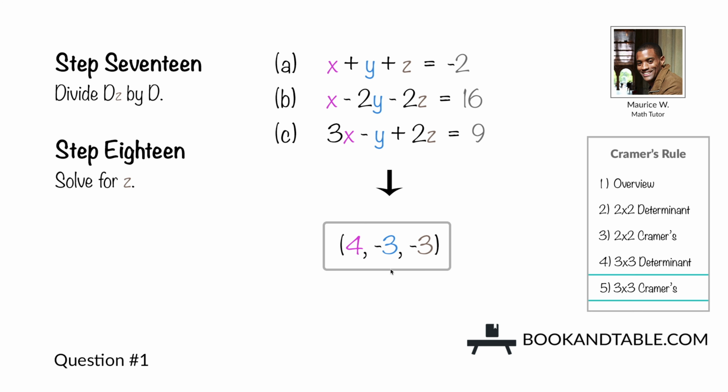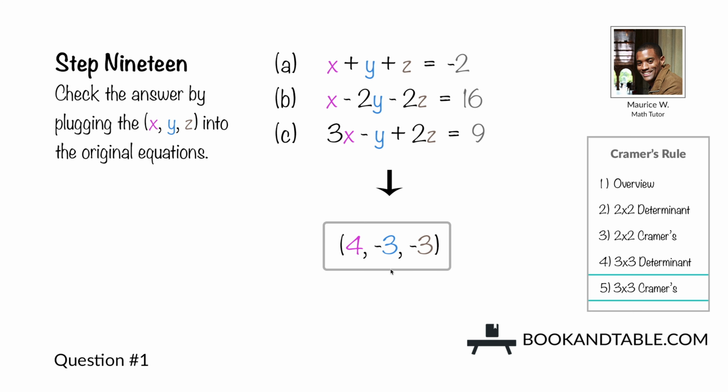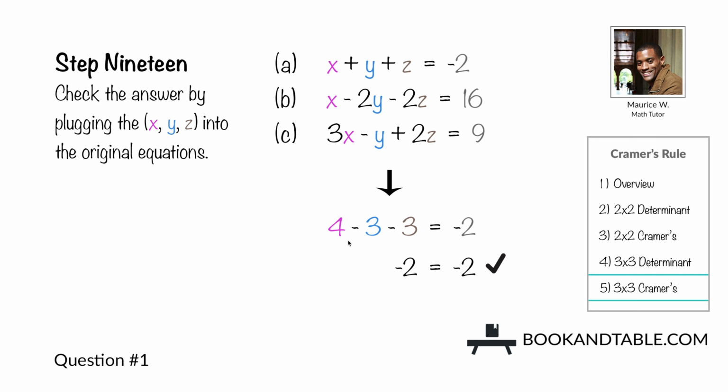And the last step, check the answer by plugging the x, y, z, 4, negative 3, negative 3, into the original equations. When we do so, we get 4 minus 3, which is 1, minus 3, which is negative 2, leaving us with a true statement, confirming these are the correct values for x, y, and z.